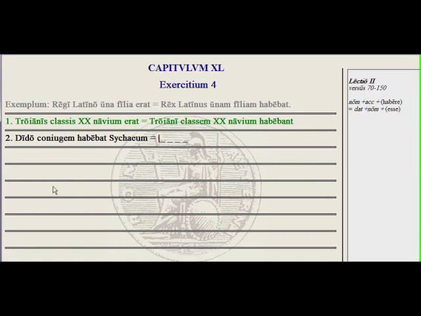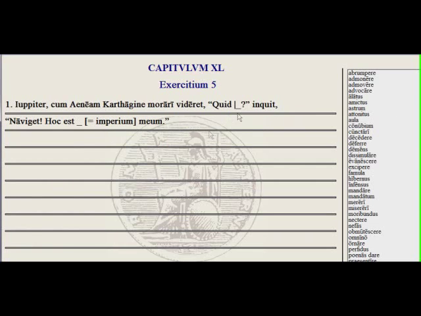Okay, let's try exercise 5. Vocab exercise here. So, Jupiter cum Aeneam Carthaginem morari viderit, quid blank inquit. Now we get hoc est, a word that means imperium meum. So, Jupiter, when he saw that Aeneas was delaying in Carthage, and so in our cum clause here, we see our imperfect subjunctive from videre. When he saw that, and then morari being a deponent, so we translated it as active even though it's passive.